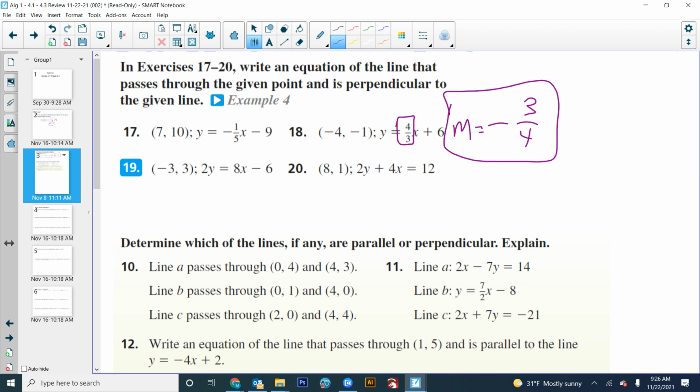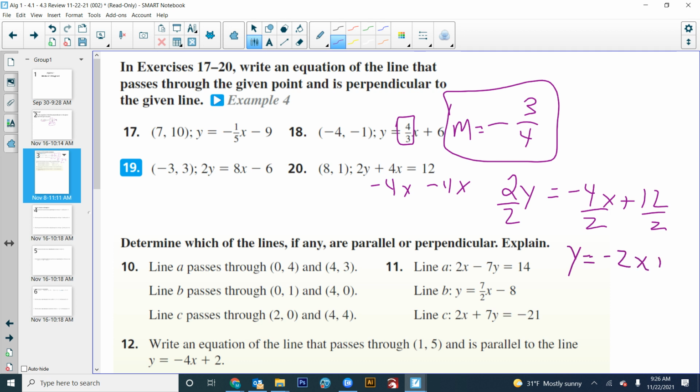Solve for y. Now, what do I got to do in 20? I need to solve for what, Sabrina? I need to solve for y. So I would subtract 4x. So it would be this, right? What do we got? -4x plus 12. Divide by what, guys? Everything gets halved. What's this? -2x plus 6. My slope here is what? -2.